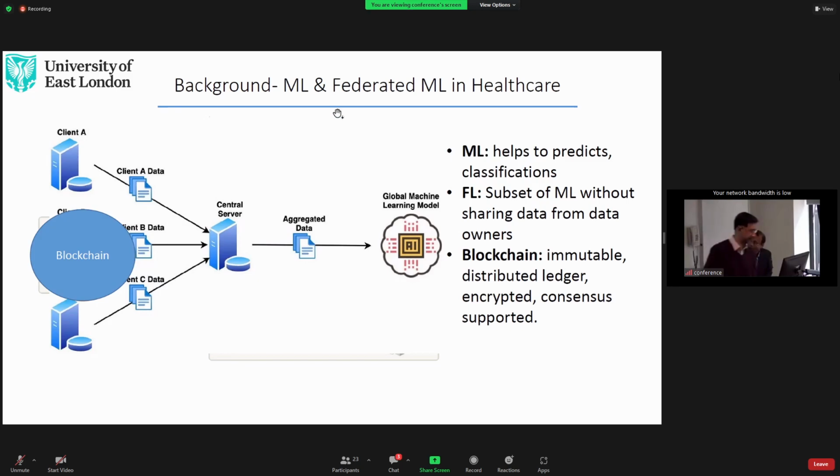Okay, so what we are doing here is replacing the centralized server, and we introduce federated machine learning. As we know, Dr. Nicholas, the first keynote speaker, discussed federated machine learning. The basic concept is that you have your data, no need to share your data, but I will extract the knowledge from your data.